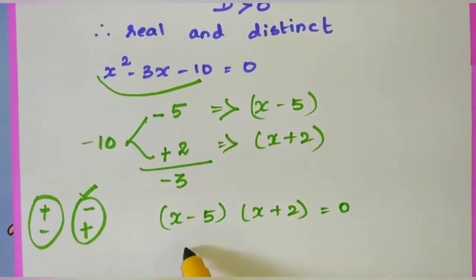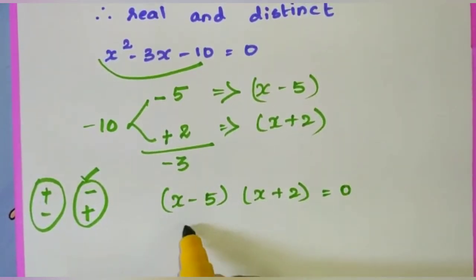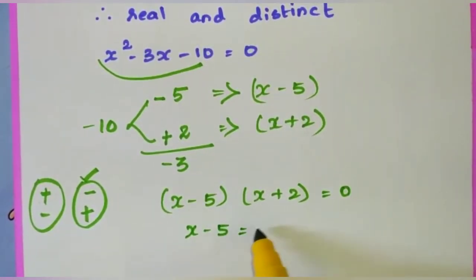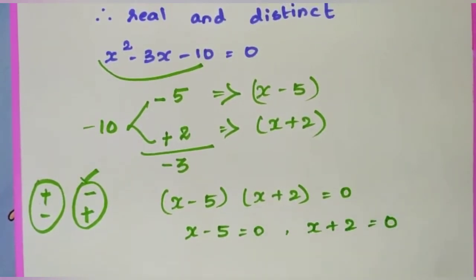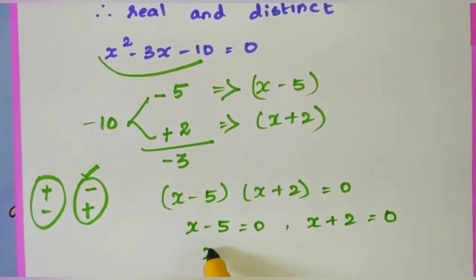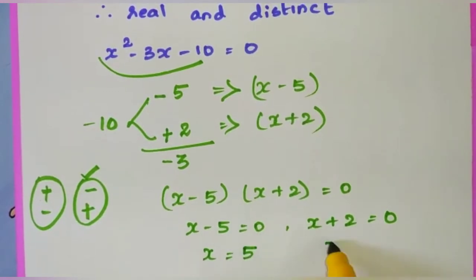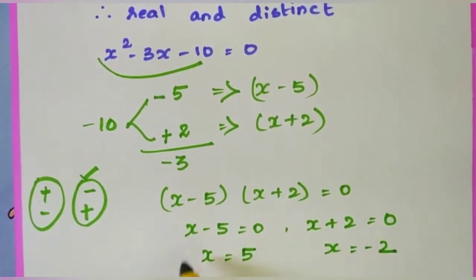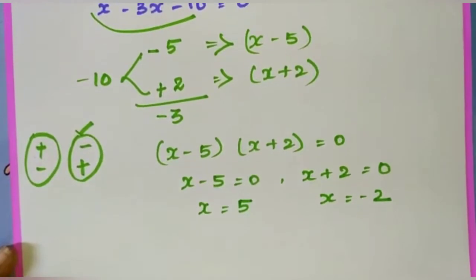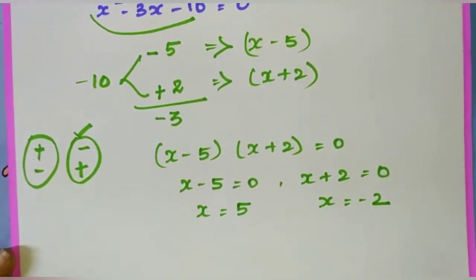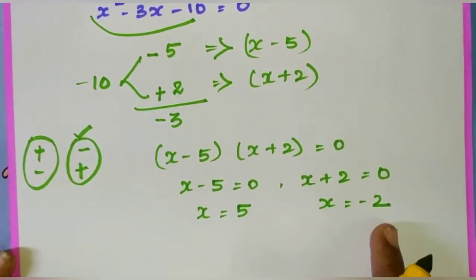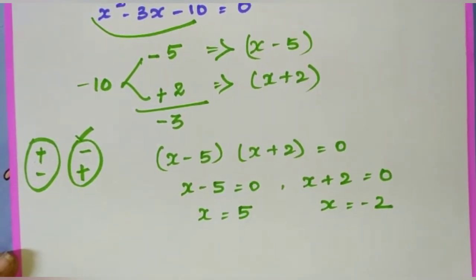Then we have to find the value of x. For that, x minus 5 is equal to 0, x plus 2 is equal to 0. Then x is equal to 5 and x is equal to minus 2. We found the two values, x is equal to 5 and x is equal to minus 2. Those are the two distinct roots, real and distinct roots.